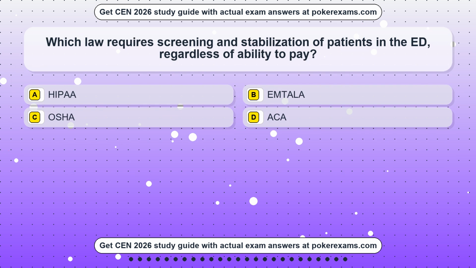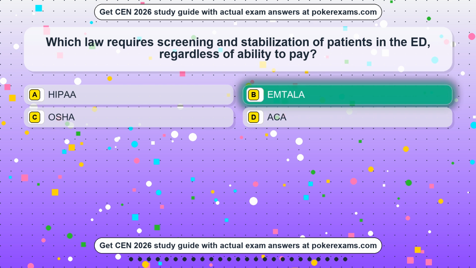Question 23. Which law requires screening and stabilization of patients in the ED, regardless of ability to pay? Option A, HIPAA. Option B, EMTALA. Option C, OSHA. Option D, ACA. The correct answer is option B, EMTALA.